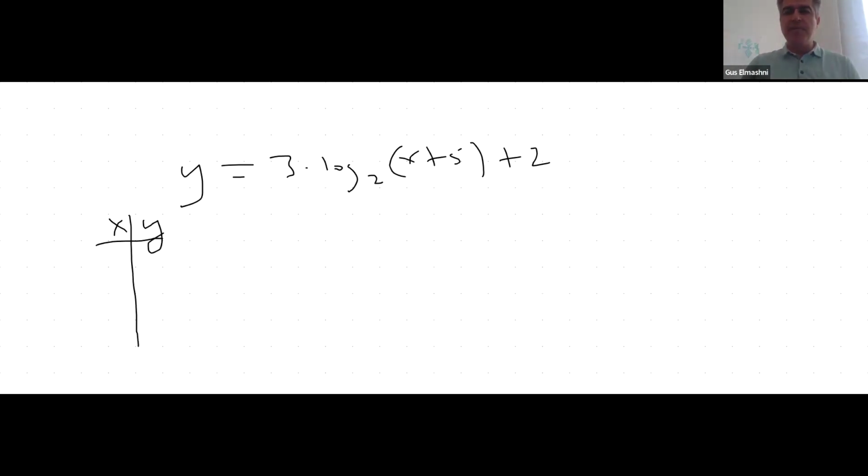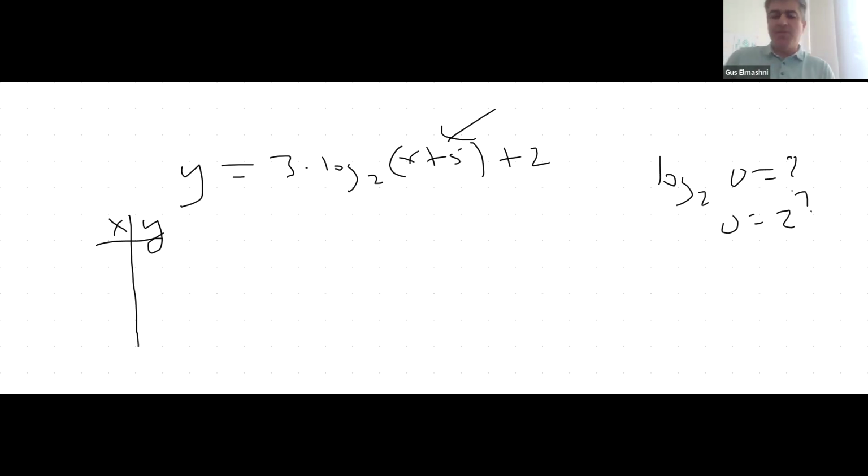What makes the inside 0? You can't take the log of 0, because if you plug in -5 right now, you're trying to do this. 0 doesn't equal 2 to some power. I can't raise 2 to some power and make it 0. That's impossible. So -5 is no good. Don't do -5.